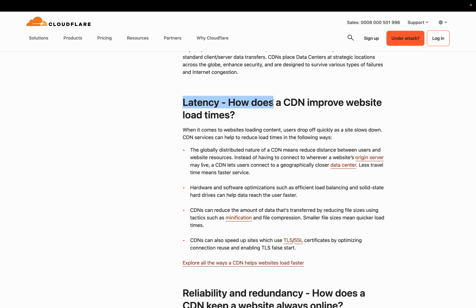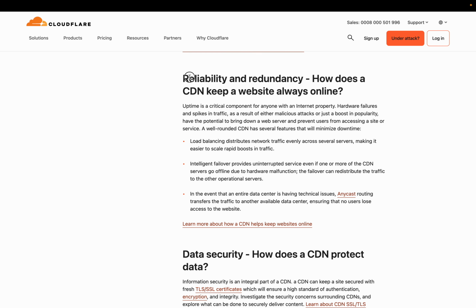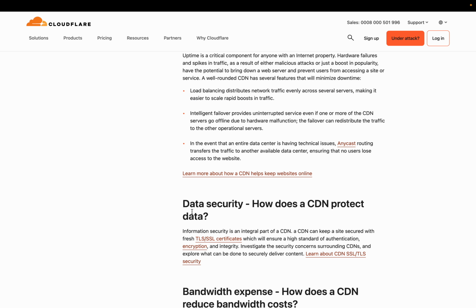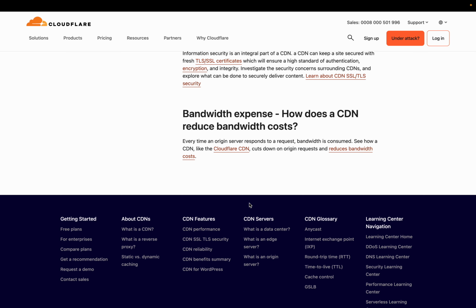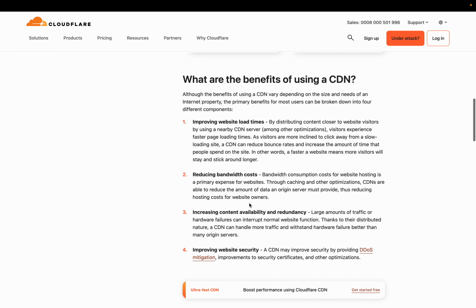Latency is one of them, which we already explained. So load times become much faster. Reliability and redundancy: because CDNs are very well managed by providers like Cloudflare or Akamai, they become very reliable, and they can also help you with load balancing. We don't need to go into the details, but it can manage those also. Data security, we already talked about it: it blocks certain kinds of threats from the internet and provides you some security layers, and pretty much standard features.